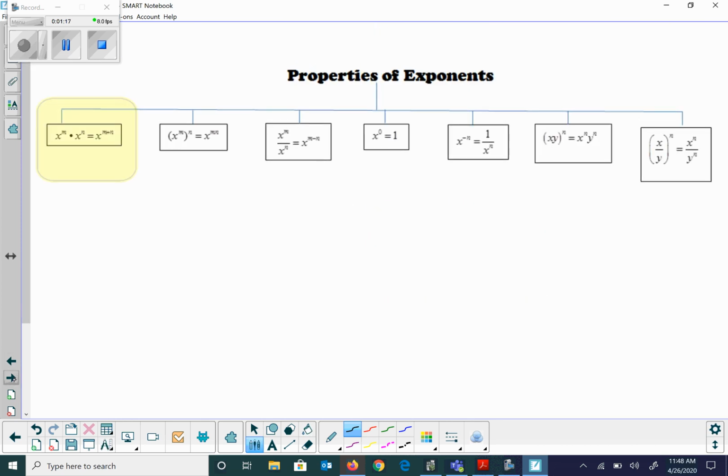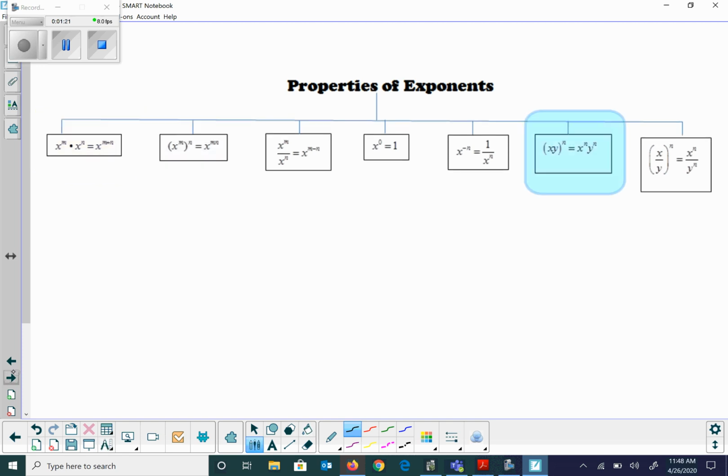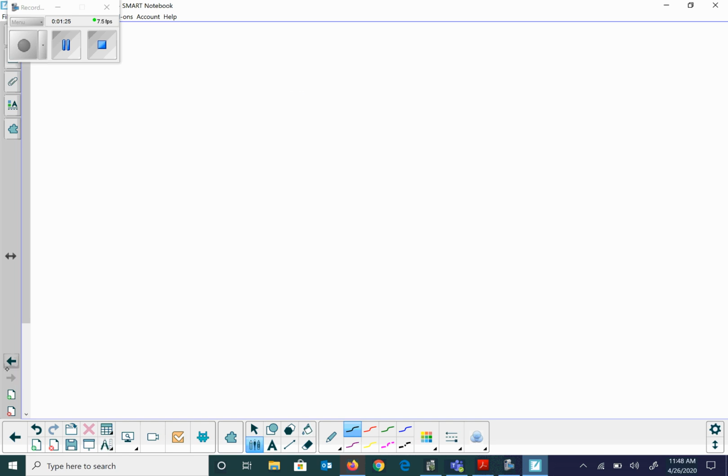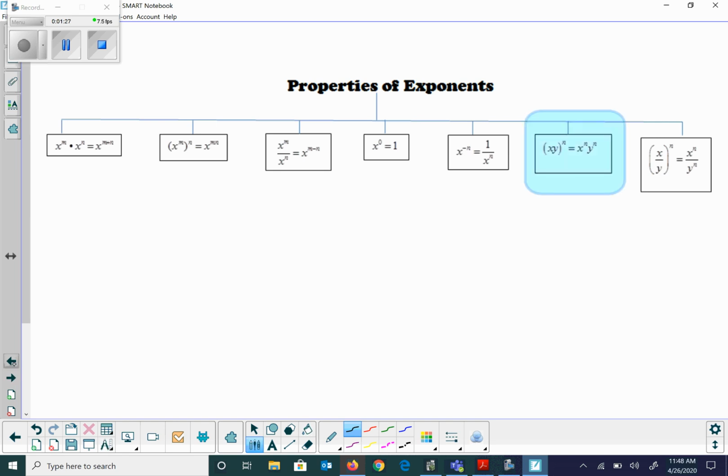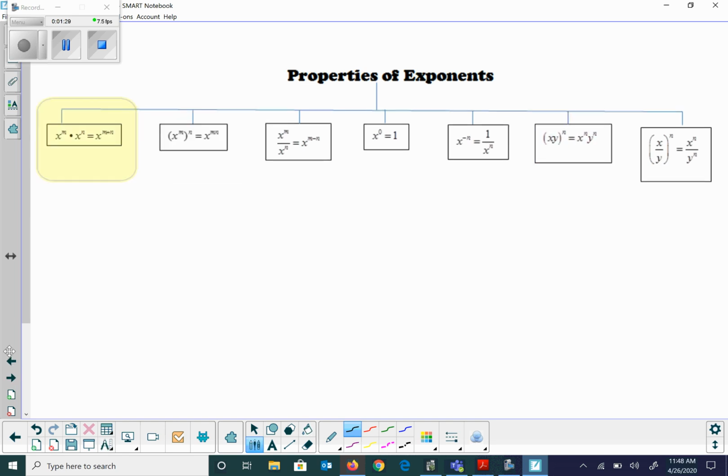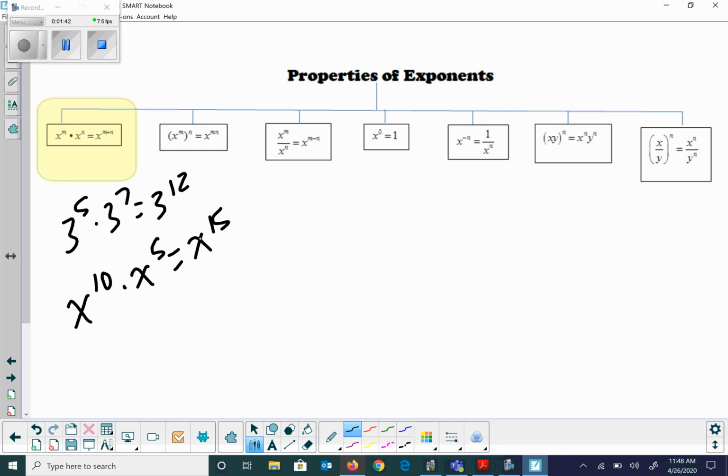Okay, so this first one we're going to take a look at. We'll take a look at these first three. So this first one, this would be like if we had 3 to the 5th times 3 to the 7th, that would give me 3 to the 12th. Or if I had x to the 10th times x to the 5th, that would be x to the 15th. So we are adding the exponents together.